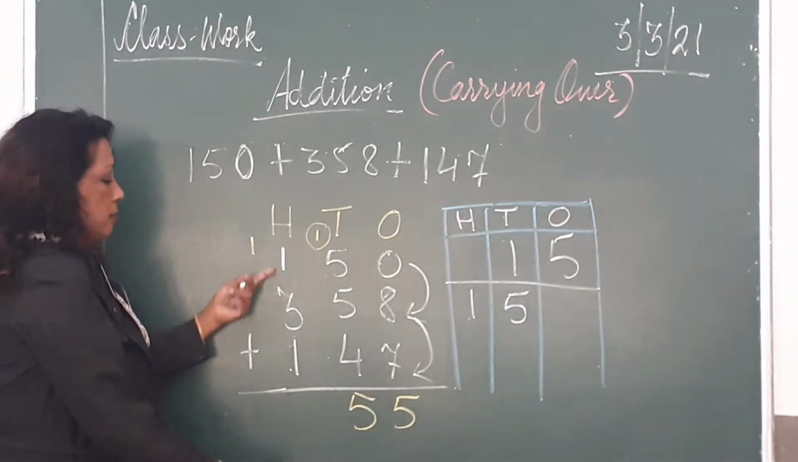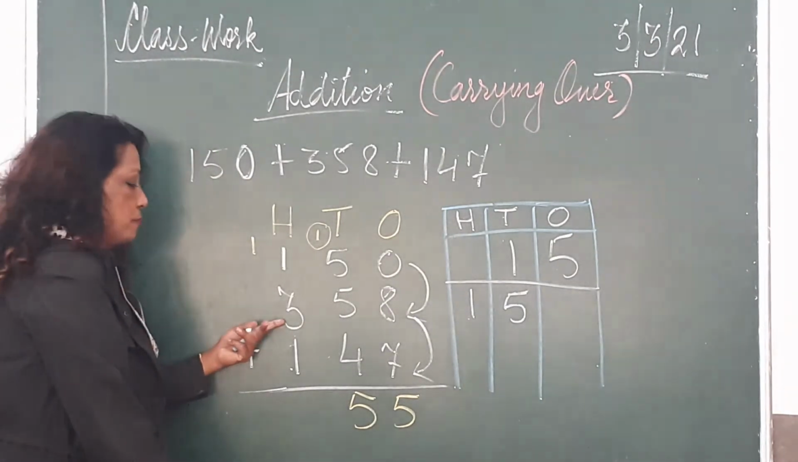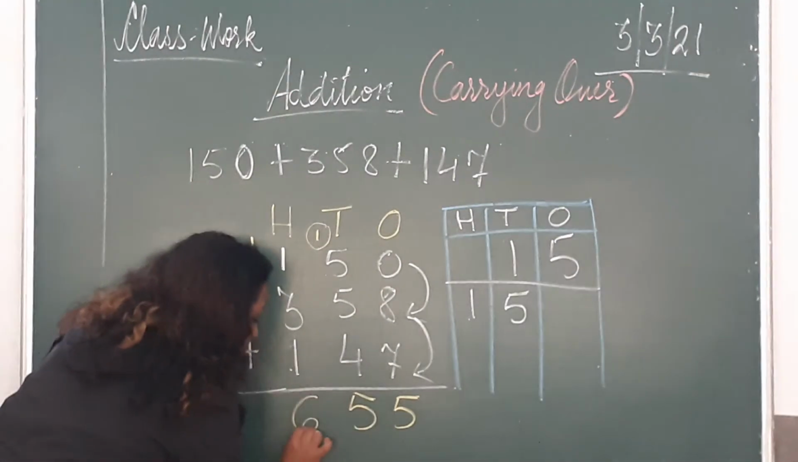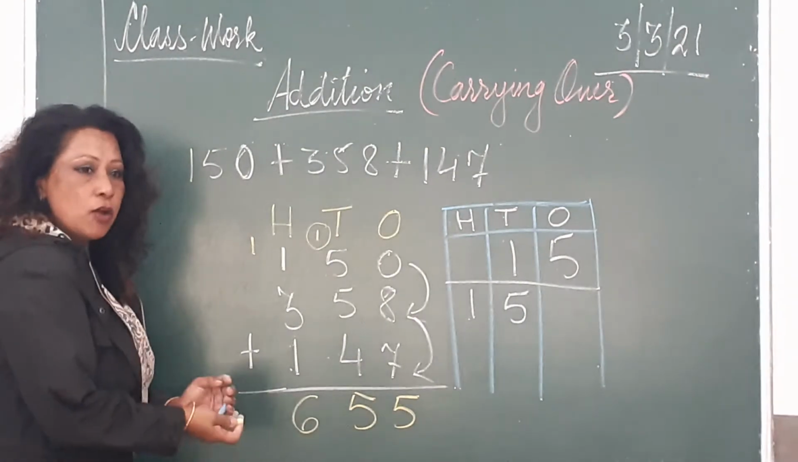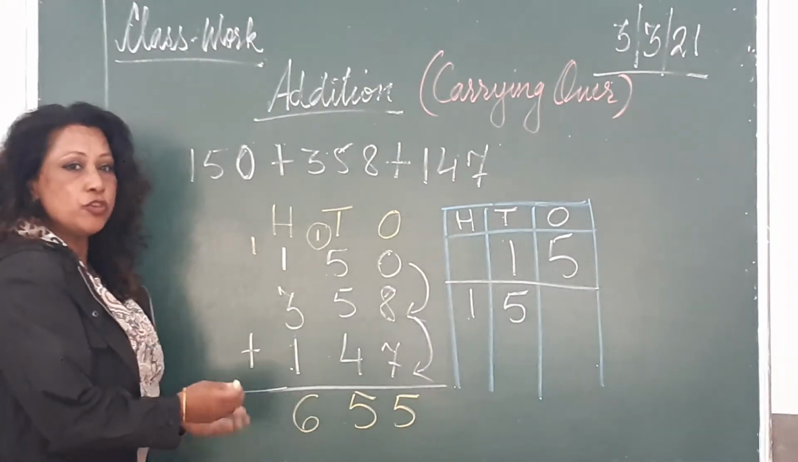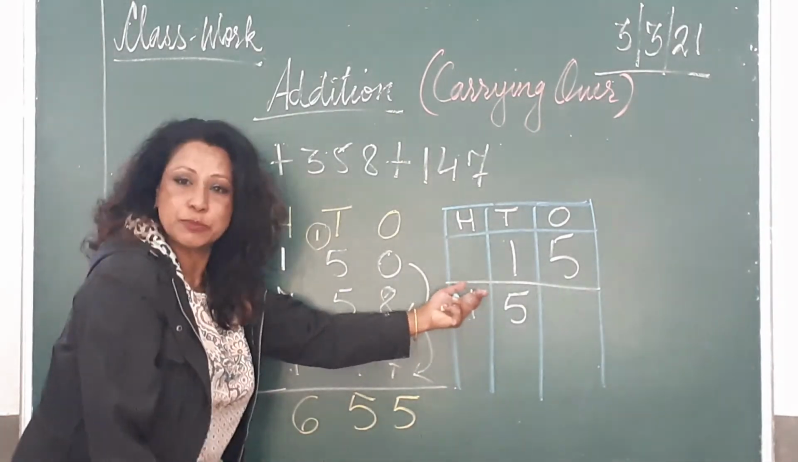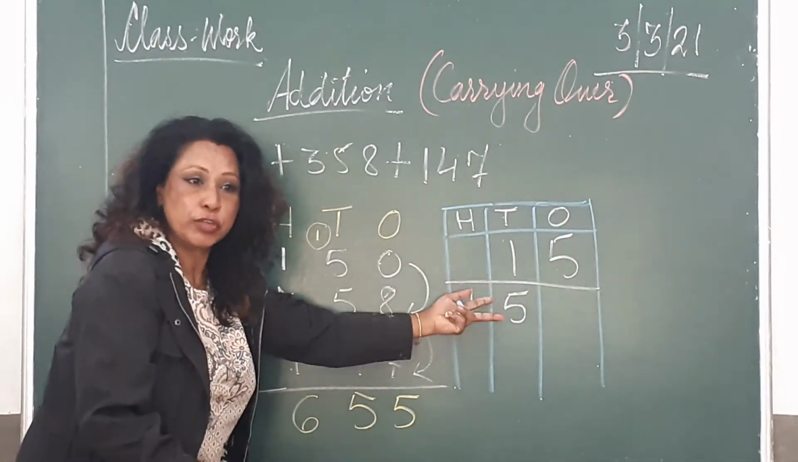Alright. So 1 plus 3 is 4. 4 plus 1 is 5. 5 plus 1 is 6. So did you understand how you do it? So this is the way you carry over. But you should not do this. You don't show me. This is just an explanation. I'm just explaining how to carry over.